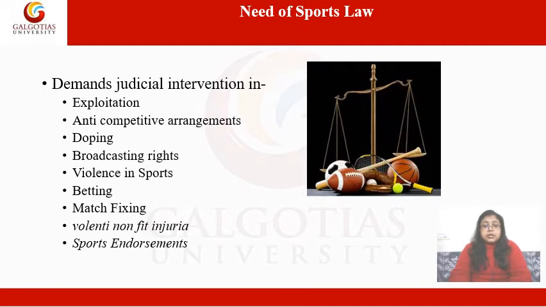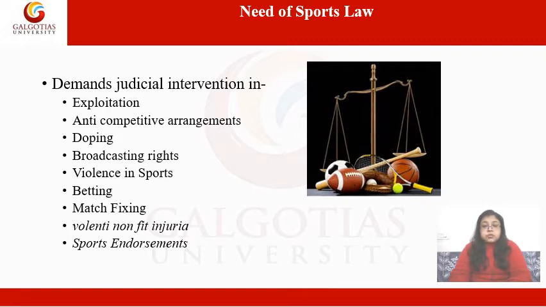Here I am highlighting the needs of sports law, that is, why we should study sports law. Sports law has taken birth because there are certain aspects which come up now and then in the domain of sports, and we need certain laws, regulations and regulatory authorities to look up to, so that the entire sports culture at the global as well as the national level may run smoothly.